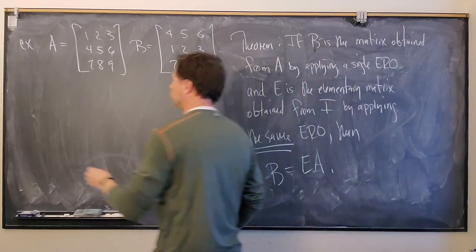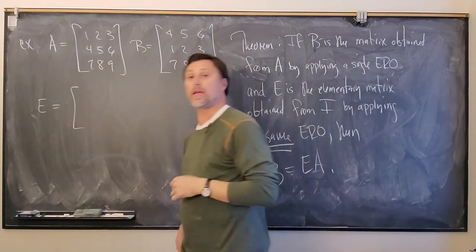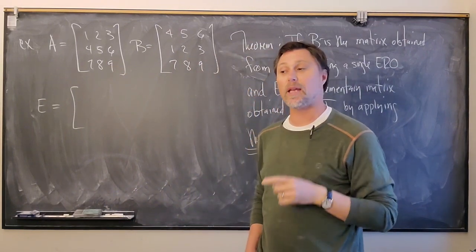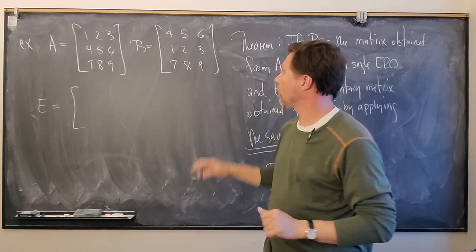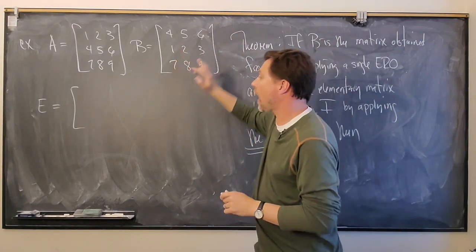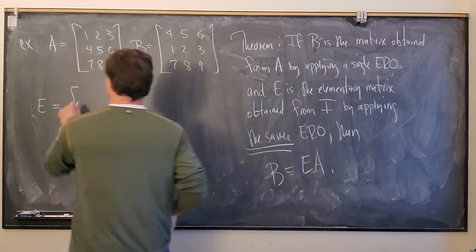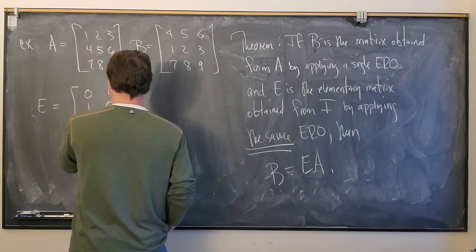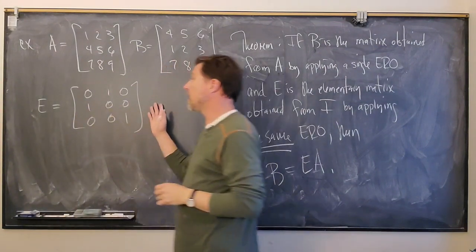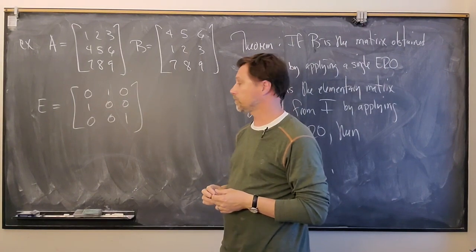Now I want E to be the 3 by 3 elementary matrix obtained from I by applying the same elementary row operation. So in this case, I want to take the identity matrix and interchange rows 1 and 2. 0, 1, 0, 1, 0, 0, 0, 0, 1. So this is the matrix that you get from the identity by interchanging rows 1 and 2.